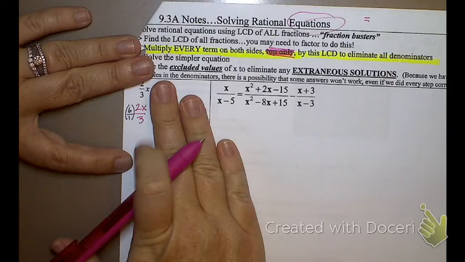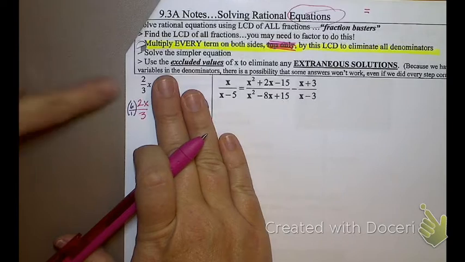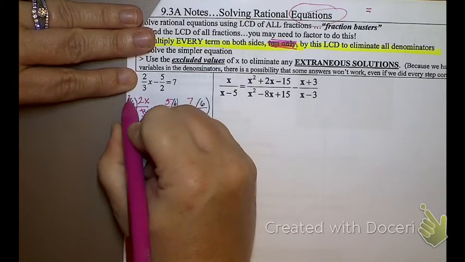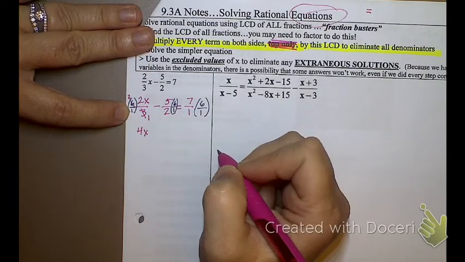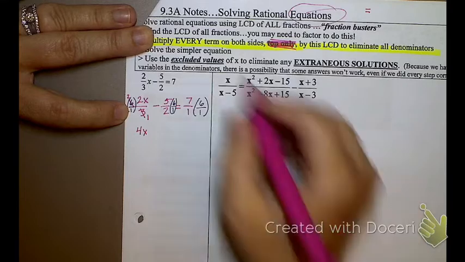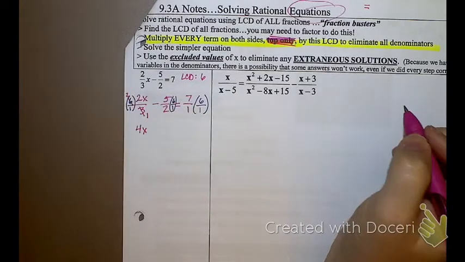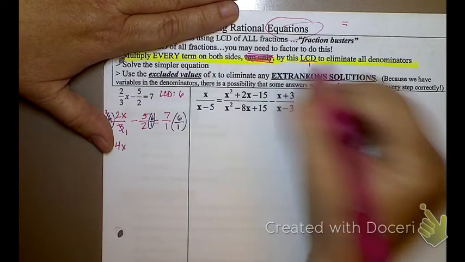If this was a multiplication problem like we solved the other day, couldn't I cancel the 6 and the 3? That would become a 2. And so I have 2 times 2x, which is over 1, do I need to write the 1? No. Question? Where do you get the 6 over 1 from? 6 is your LCD. So you're multiplying every term on both sides by the LCD over 1.